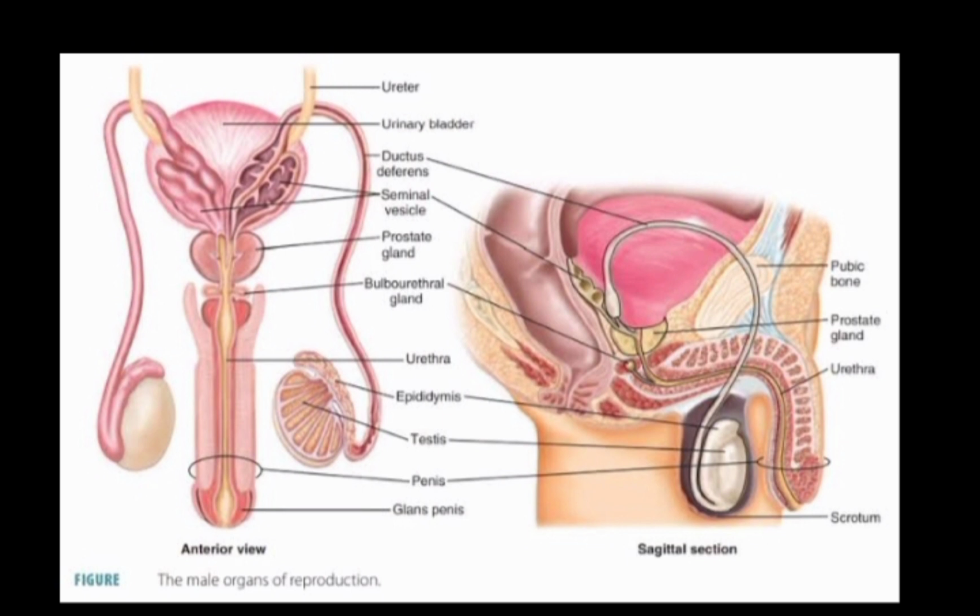So here is a simple anatomy of what the male and female reproductive system is. So I hope you learned something from these diagrams and little explanation of the anatomy of the male and female reproductive system.